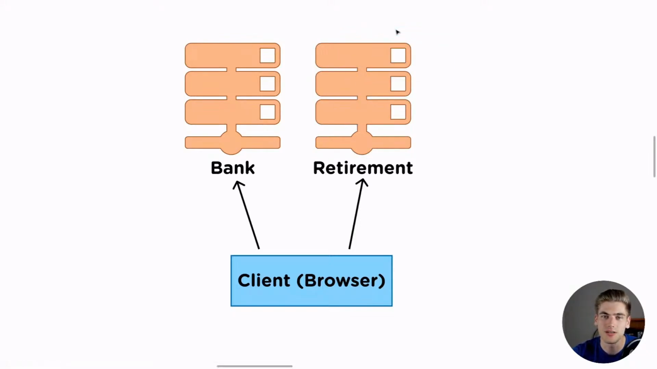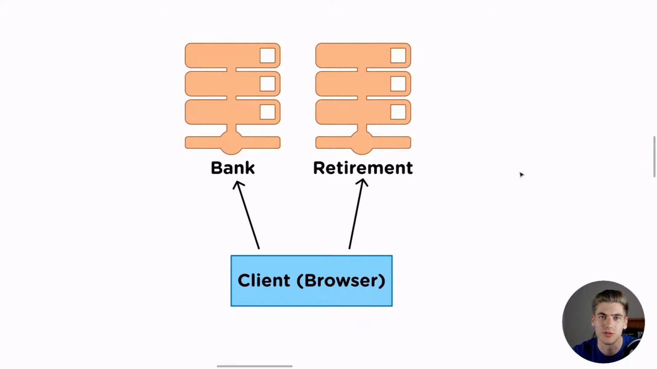But with JWT, since the user information is stored in that token on the client, it doesn't matter if they access the bank server, the retirement server, or any other server that this bank owns. They're still going to be logged in because they have the same exact token, and all of the servers can recognize that token as long as they have that same secret key on the server.